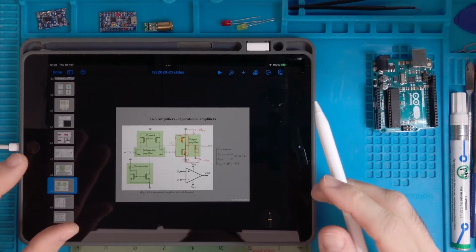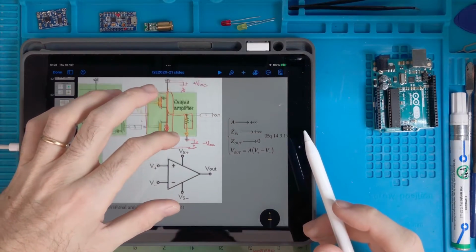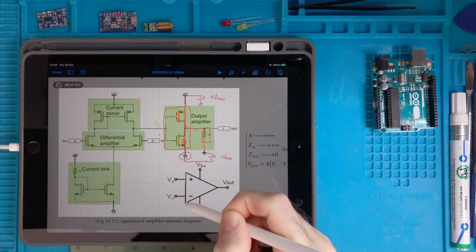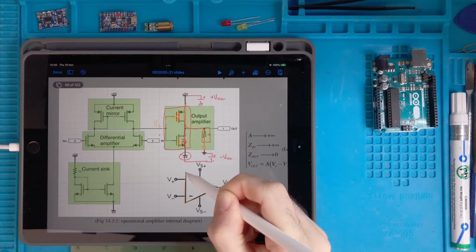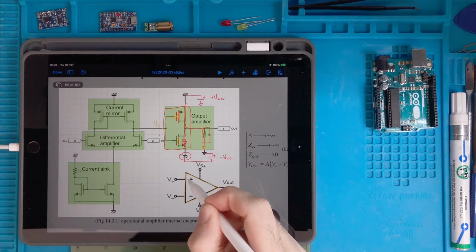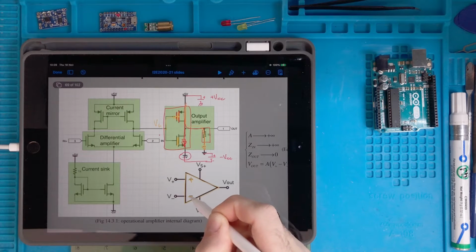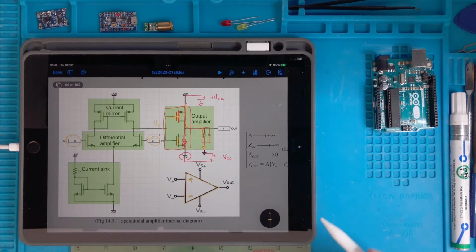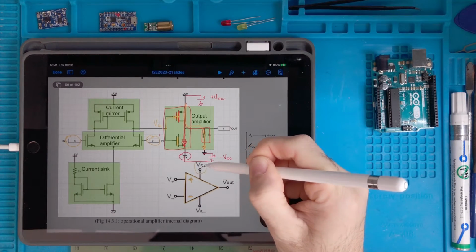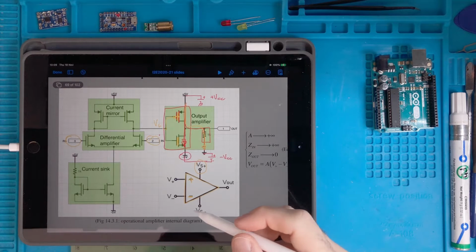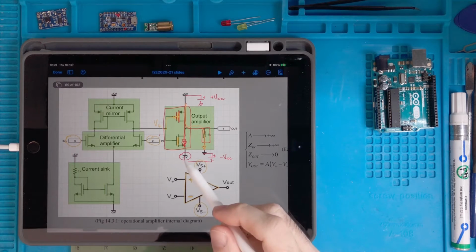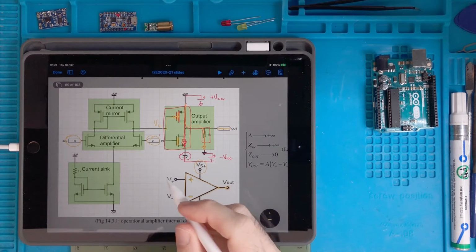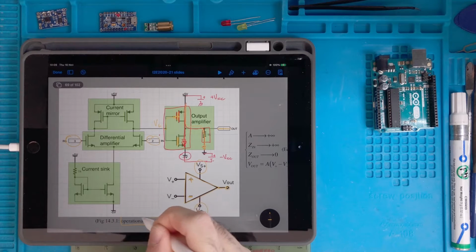All this thing is summarized in a symbol here, which is this. So it's a triangle. So we put the plus input and the minus input, which are those two things here. We say that there is a plus voltage for the positive supply and a minus voltage for the negative supply, and one output, which is this one. So this thing is called operational amplifier.